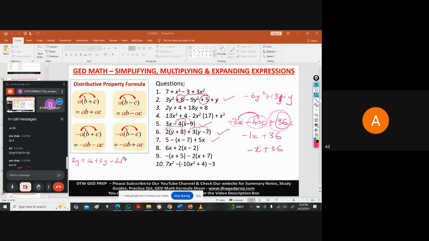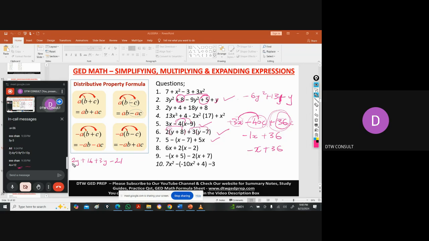Yes, this is getting it right. Oh, no, you said 2y plus 16 plus 3. Oh, no. I get 2y, yes: 2y plus 16 plus 3y minus 21. Good. So from here now, what we do is we combine like terms.